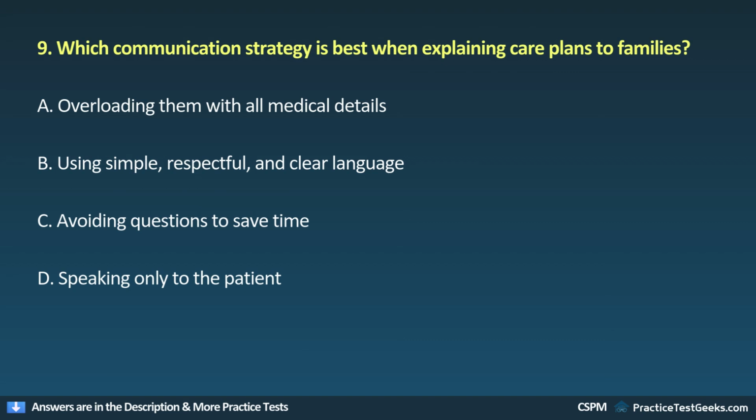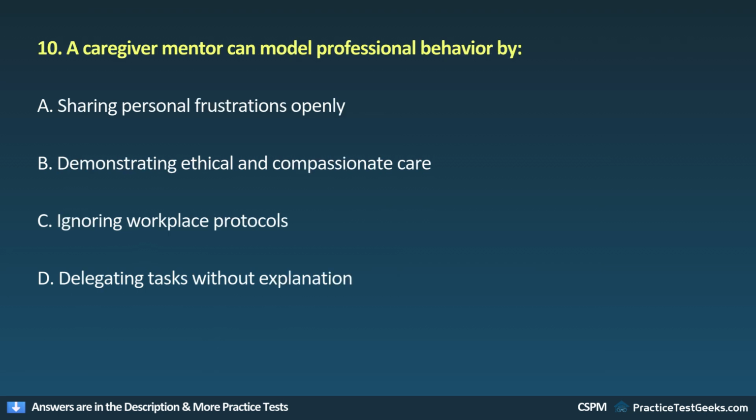9. Which communication strategy is best when explaining care plans to families? A. Overloading them with all medical details. B. Using simple, respectful, and clear language. C. Avoiding questions to save time. D. Speaking only to the patient.